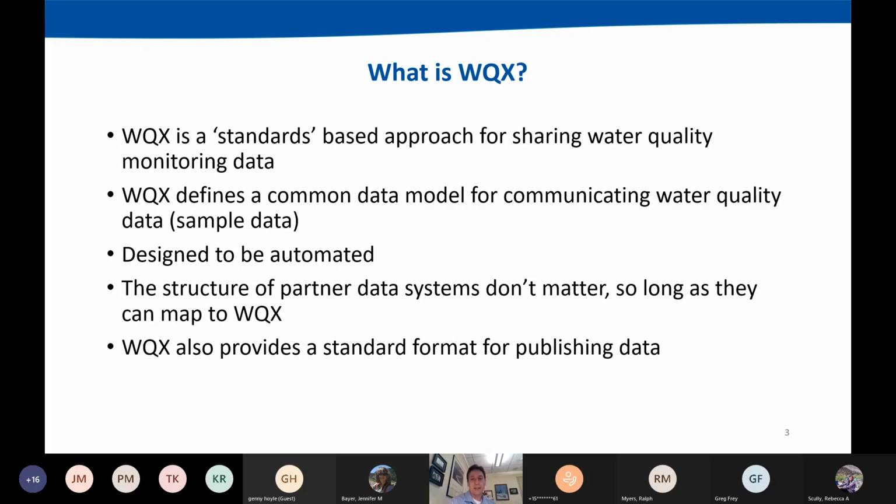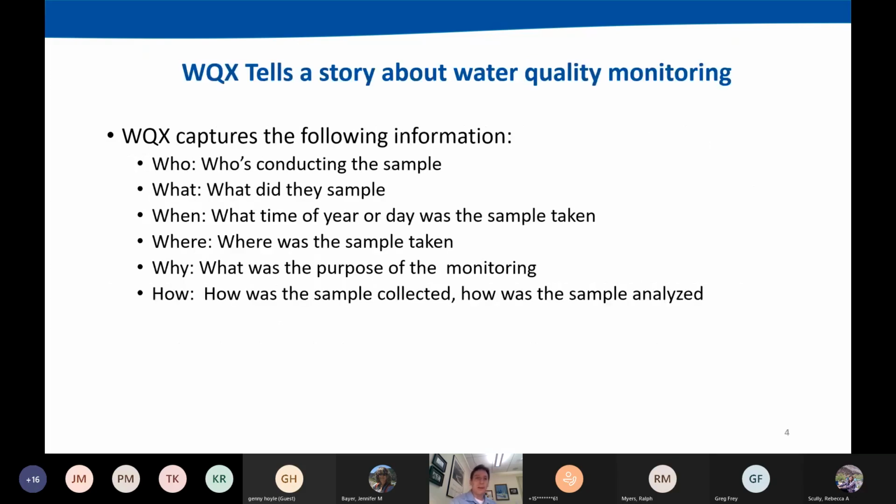And then essentially WQX also provides this standard format for publishing of data as well. So it's not just about sharing data, but it's also for publishing data, which really gets us to the Water Quality Portal. And it has enabled us to partner with USGS on the Water Quality Portal to get all of our data that's shared through WQX published through the Water Quality Portal in partnership with all of the USGS data that's being collected there as well.